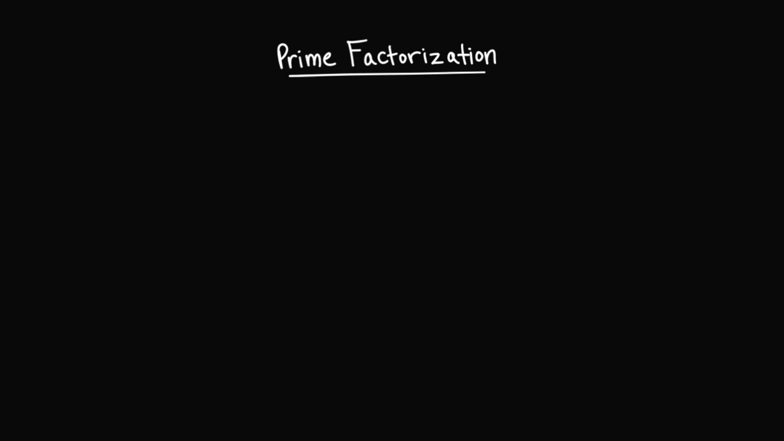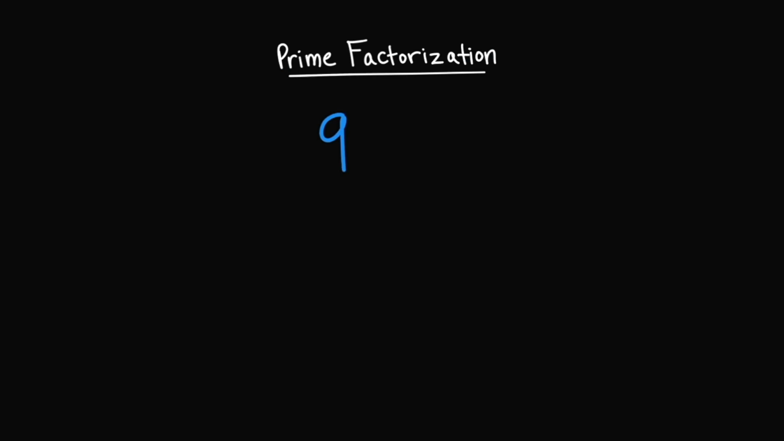Prime factorization involves breaking down a number into its prime number components, which are the prime numbers that multiply together to give us that original number. For example, let's say we have the number 9. 9 is not a prime number, and prime factorization doesn't really work with prime numbers since they're not made up of factors other than themselves and 1.